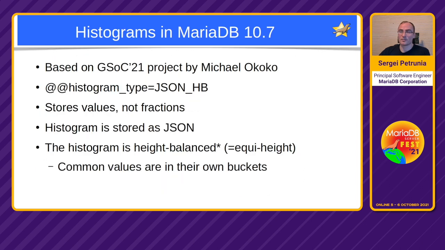So we decided to fix that, and it started with a GSoC, Google Summer of Code 21 project by Michael Okoko, where we have introduced a new histogram type. It's called JSON_HB. It stores values, not fractions. The histogram is stored as JSON. The histogram is height balanced or equi-height. It's almost height balanced. The deviation from being perfectly height balanced is that common values are put in their own buckets. So the histogram sort of includes the most common value list.